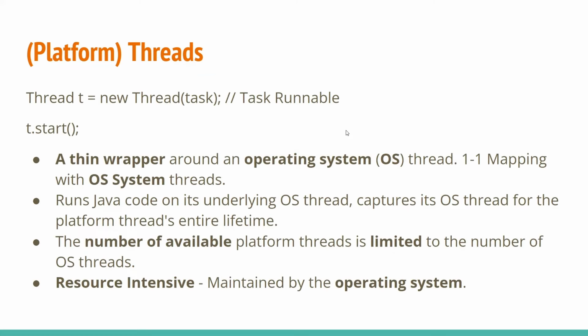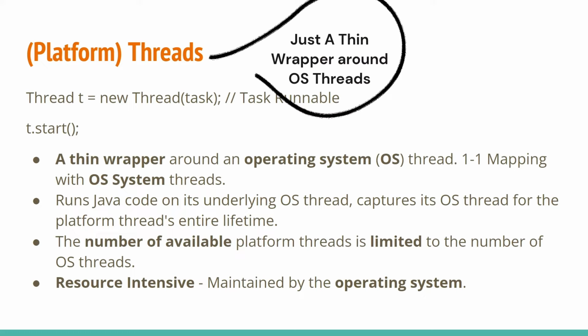So platform threads, as most of us who have been using Java for a very long time should already be aware of. Package java.lang.Thread API, we create Thread t equal to new Thread, we pass a runnable task, and we do t.start. These are platform threads. They are just a thin wrapper around OS threads, with a one-to-one mapping with OS threads. Let me show you the diagram.